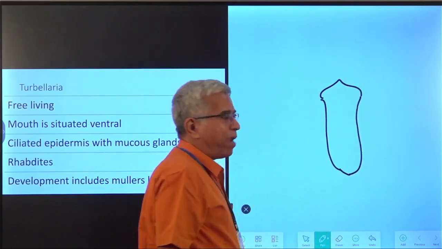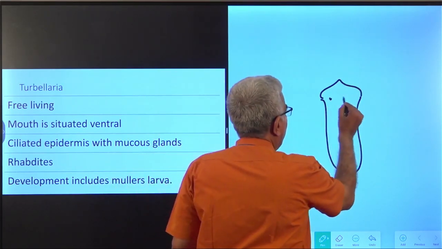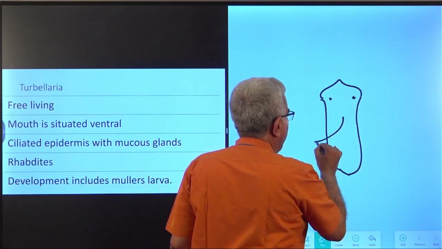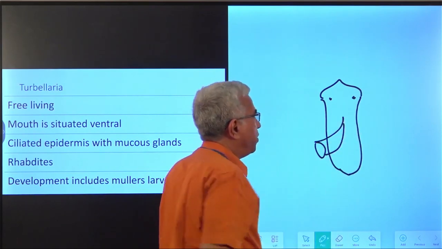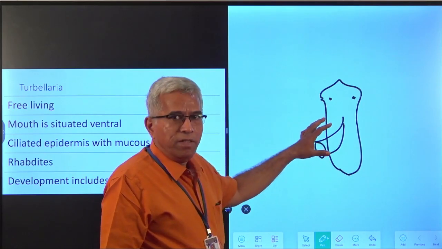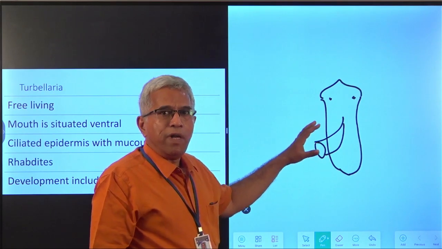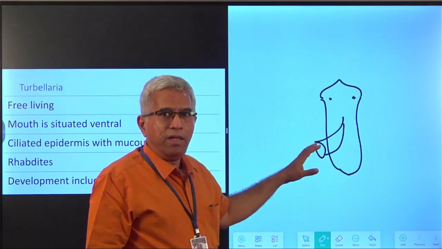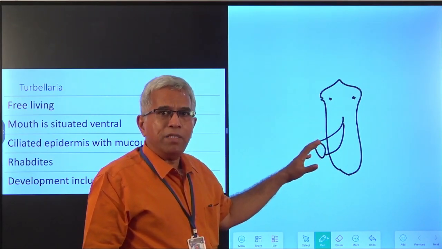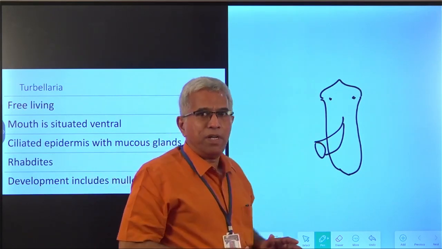So this is called planaria or Dugesia. And the mouth will be ventral in its position. And this is free living. The beautiful dimension of this Turbellaria is they show maximum degree of regeneration. Let me explain the process of regeneration later.